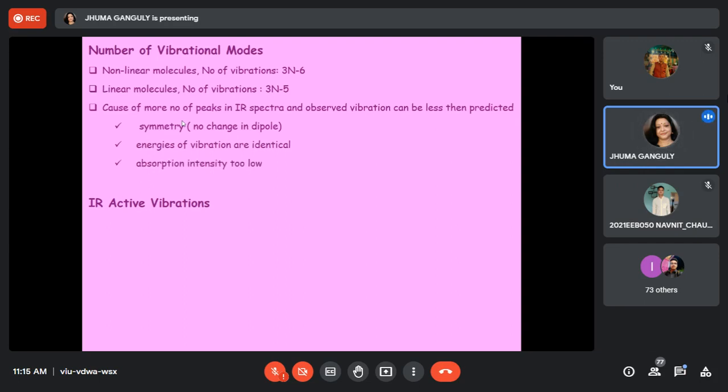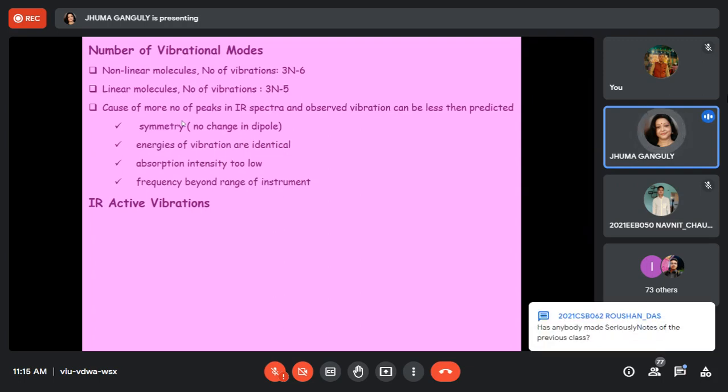Now, absorption intensity is sometimes so low that the vibrations cannot be recognized, but you can see reflection at a low absorption intensity. Another possibility is that the frequency is beyond the range of the instrument. I already mentioned 400 to 4000 is normal. Our instrument covers 650 to 4000 cm inverse. But sometimes there may be a vibration between 400 and 600 that we can't see.